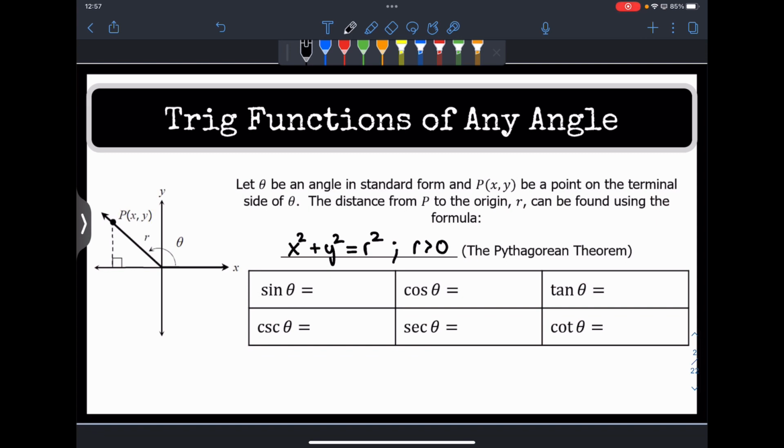With this, the definitions of sine, cosine, and tangent and their reciprocals are the following. Sine is equal to the y coordinate divided by this value of r. Cosine equals the x coordinate divided by r. And tangent is the y coordinate divided by the x coordinate. Since cosecant, secant, and cotangent are reciprocals of their respective functions above, cosecant is r over y, secant is r over x, and cotangent is x over y.